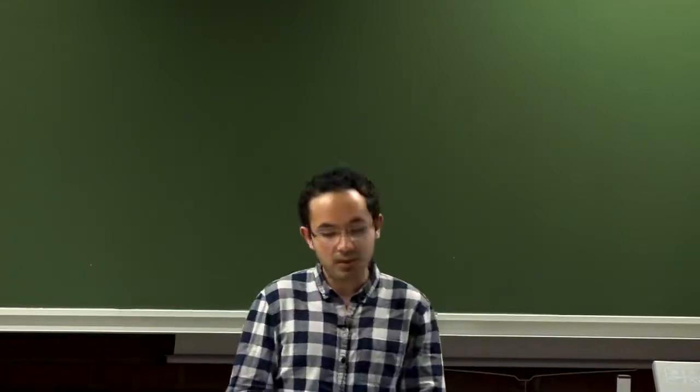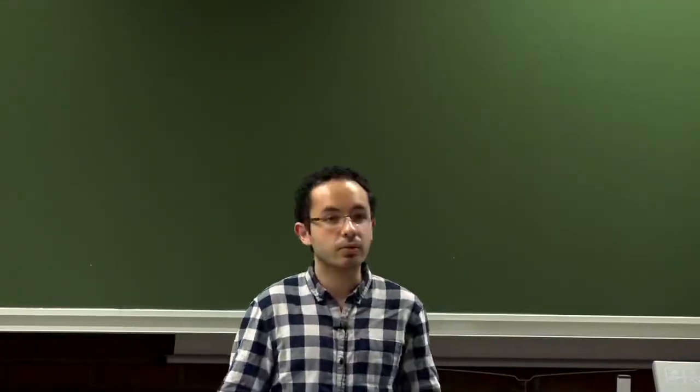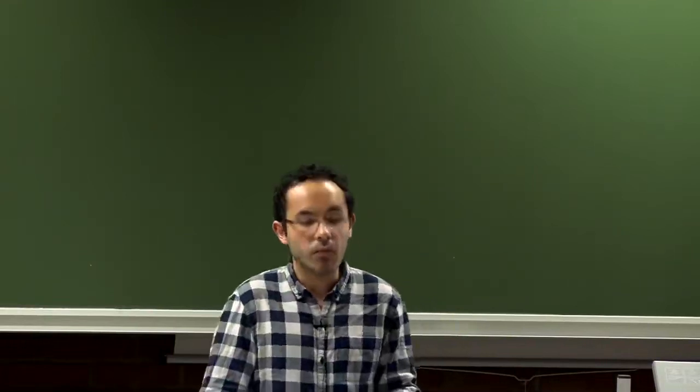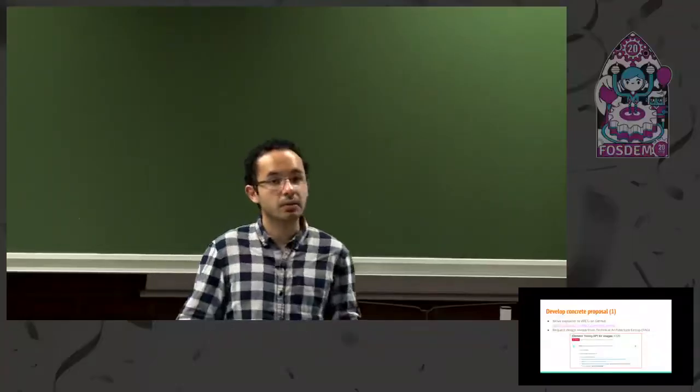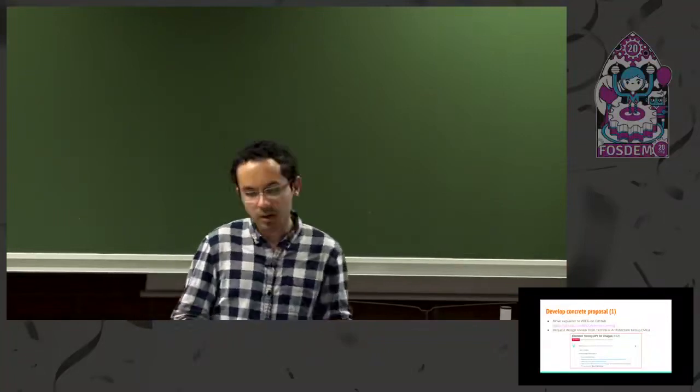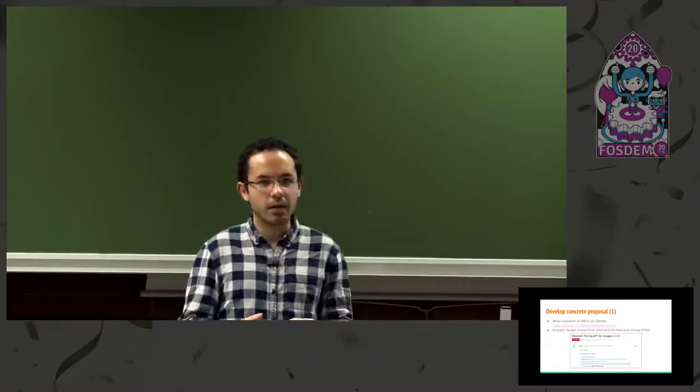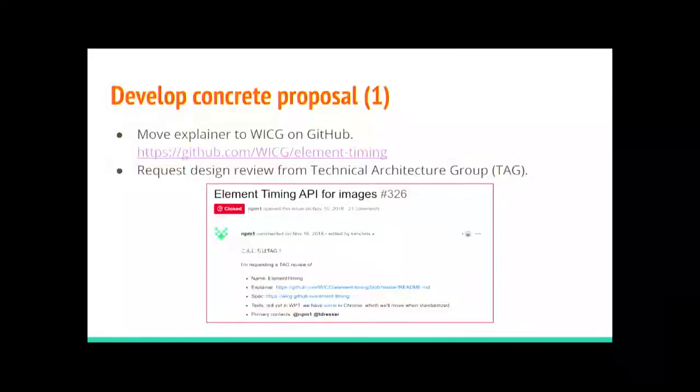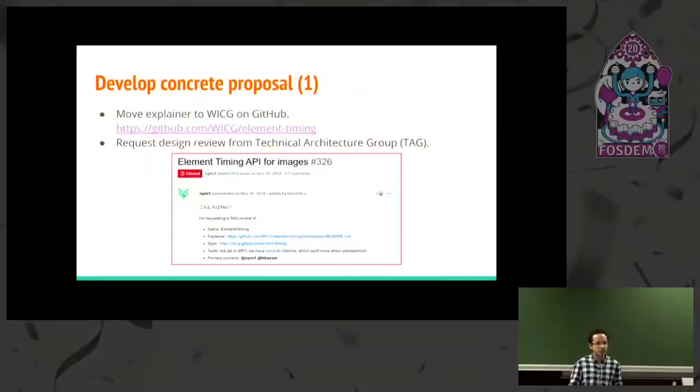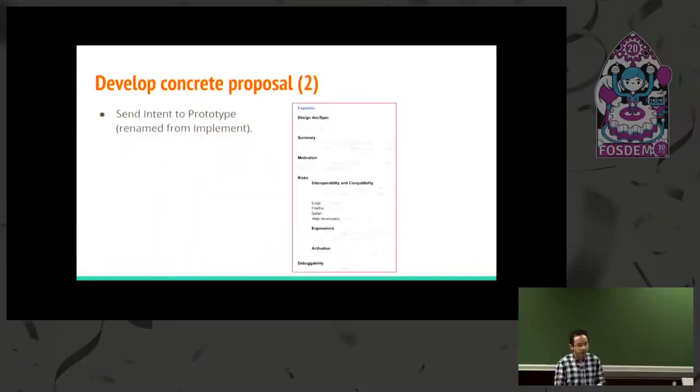And in addition to moving the explainer to WICG on GitHub, we also request a design review from the technical architecture group, or TAG. It's made of people that are experts in the web, and they have a familiarity with the majority of major web features. So they do a high-level design review and provide some feedback in terms of privacy concerns as well as design concerns for the API. In addition to this, we send an intent to prototype.